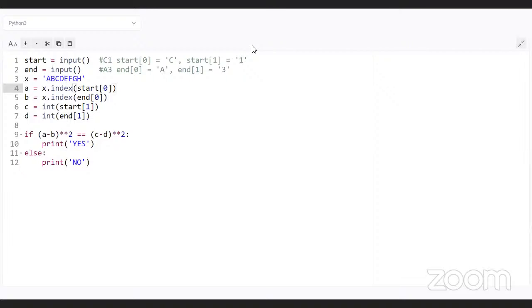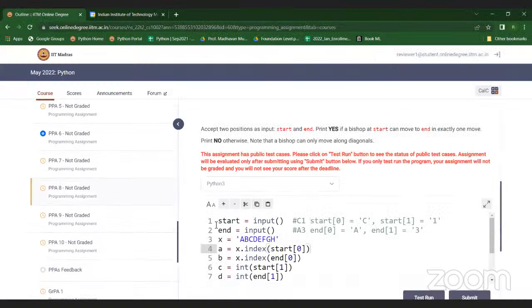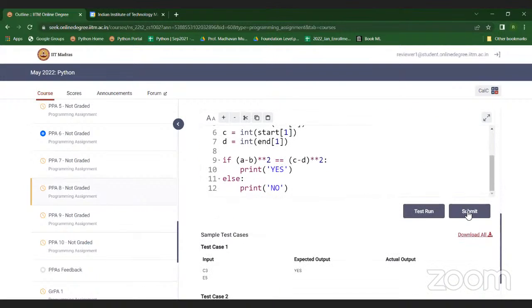So now we'll move on to the PPN 9. Shall we move on? Yes, sir. Okay, before that, let me just run it to check if there are any errors.